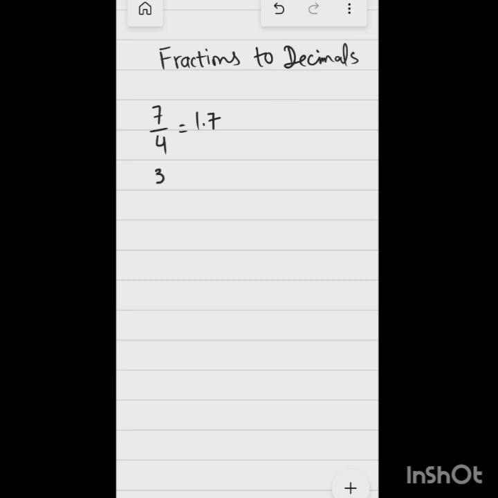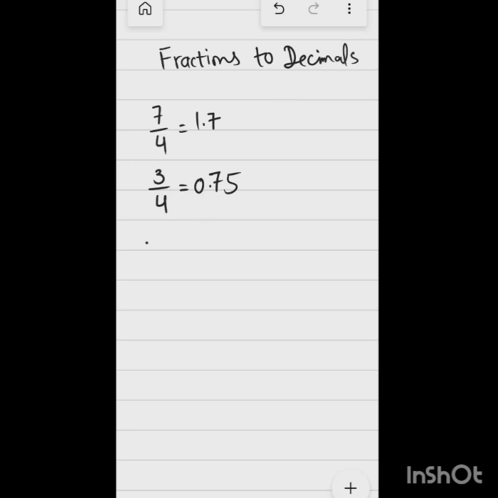What if there is 3 by 4? Ma'am, then it will be 0.75, right? Yes.